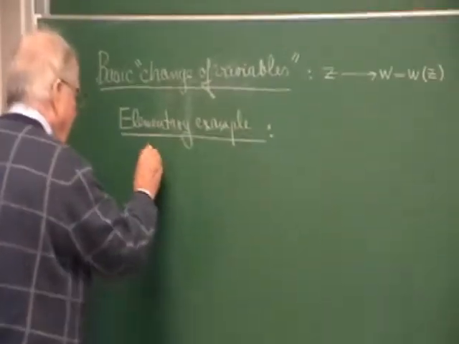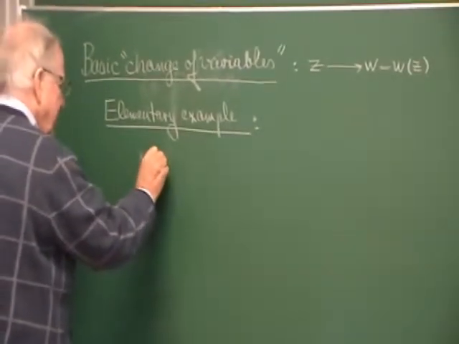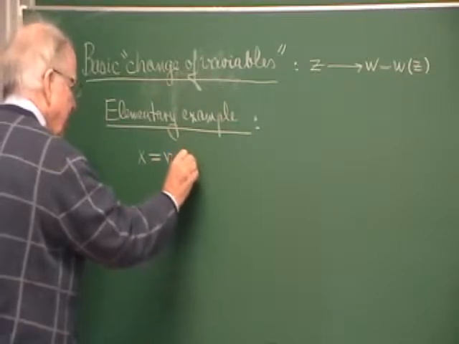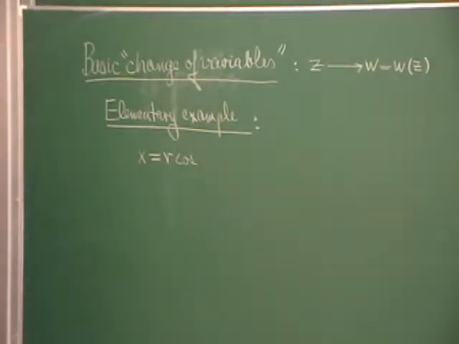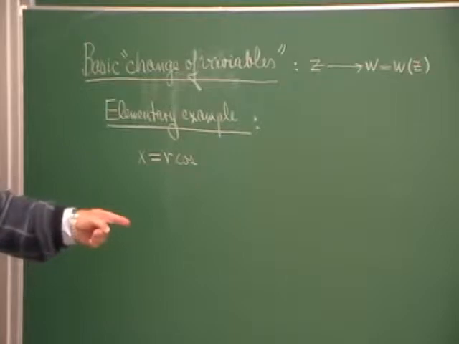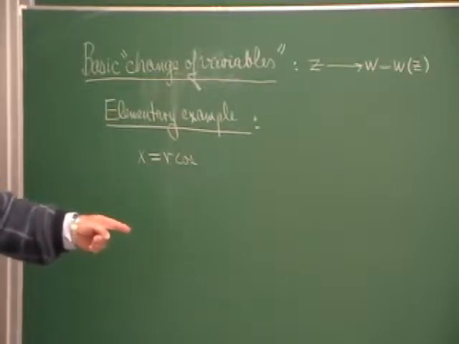Everybody knows, you write down x equals r cosine. And now the question is, in Germany, the angle is called phi. But in the United States, the angle is called theta.